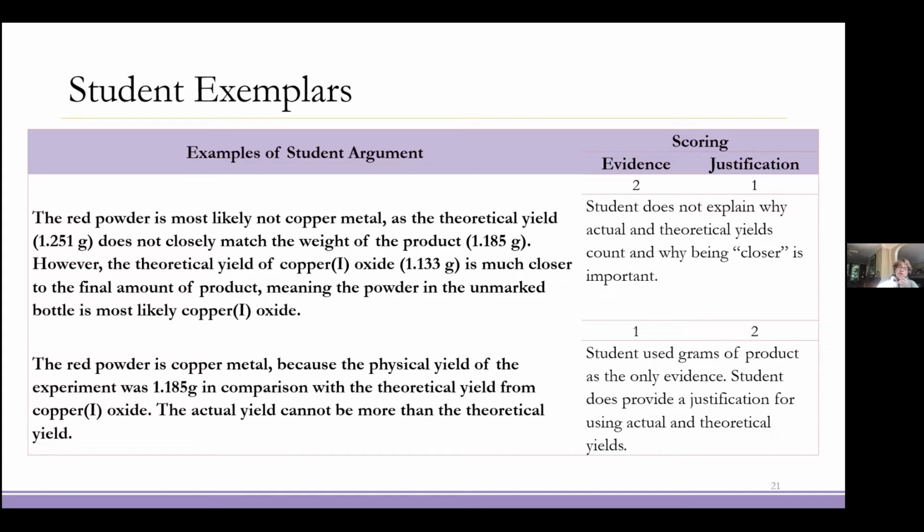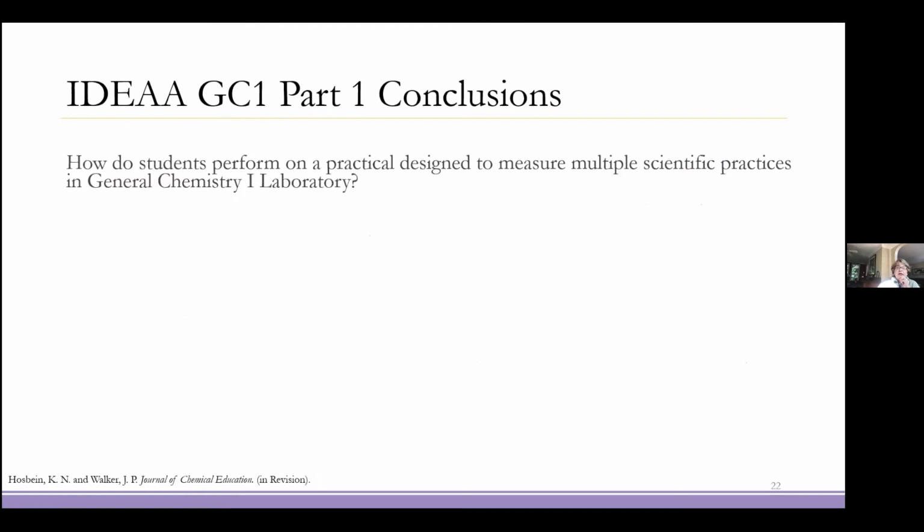The second one is sort of the reverse. And again, you can look at this, see they used 1 number. And this is something that is very important in terms of argumentation, making sure students are explicit with their evidence, because we don't know what theoretical yield, right? They say the physical yield of the experiment was 1.85 in comparison to the theoretical yield. Well, I don't know what number they were using, right? So I have no way of knowing what yield they were using. So that was a 1 for evidence, but then their justification is actually spot on. Actual yield cannot be more than theoretical yield. So those are the two examples of the two cases.